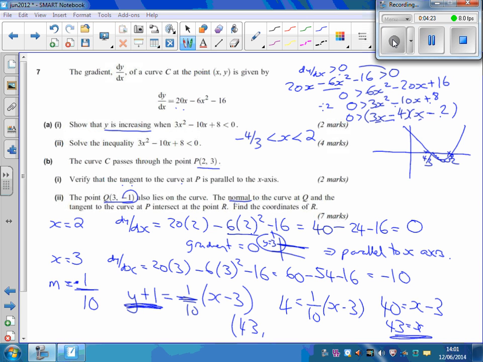It does say coordinate, but we do know the y coordinate because the y coordinate is y equals 3. We put that in there. So 43 and 3 for that final bit. I hope I didn't go too wrong there.